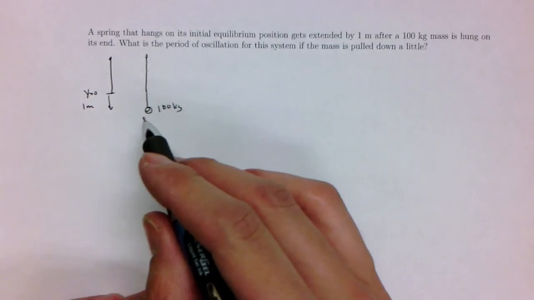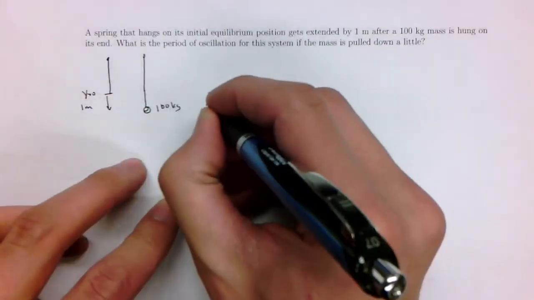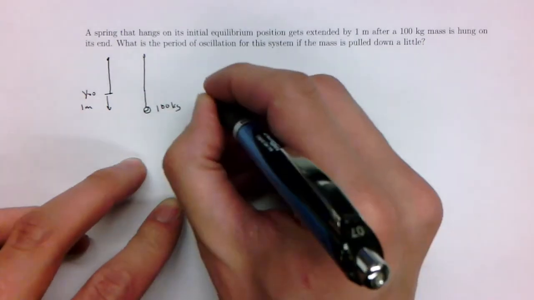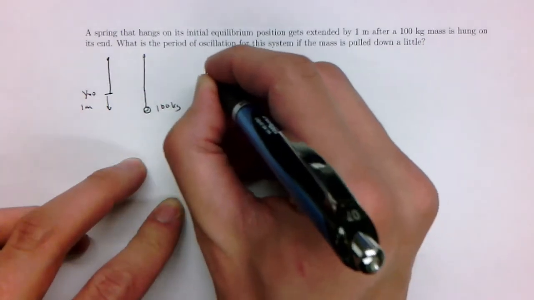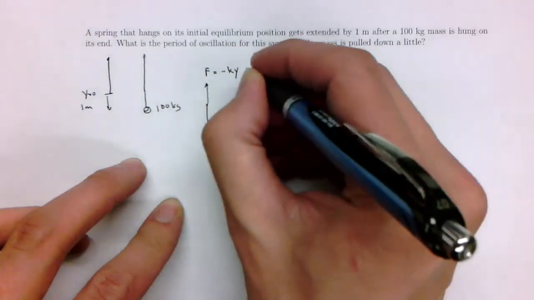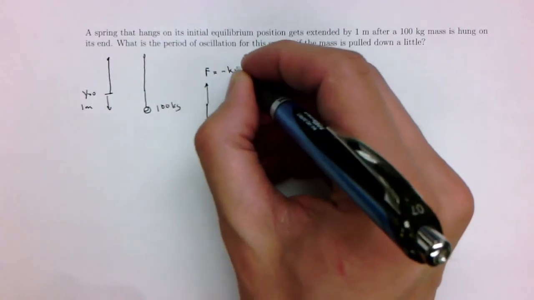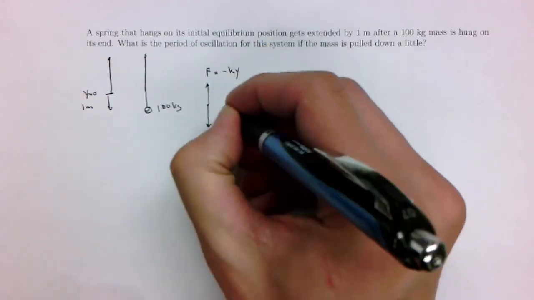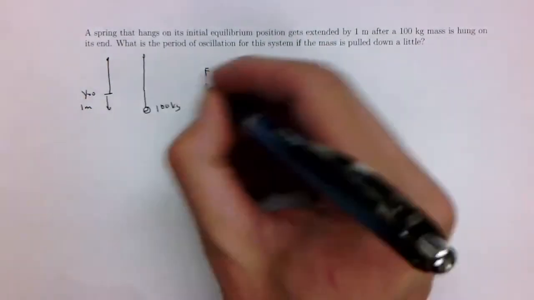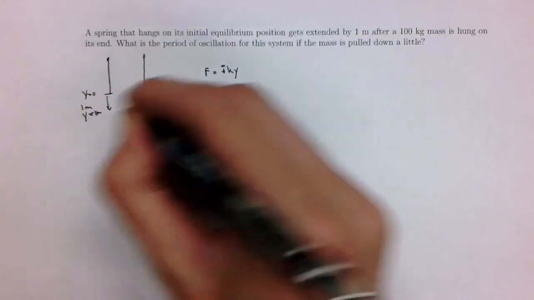Alright, so let's begin by drawing a force diagram of this object. The force diagram of this particular object is that there is a force by gravity, mg, and a counter force, F, which is equal to minus ky. Let's just make this plus ky now, because it's minus ky, because this is now y equals minus 1 meter.